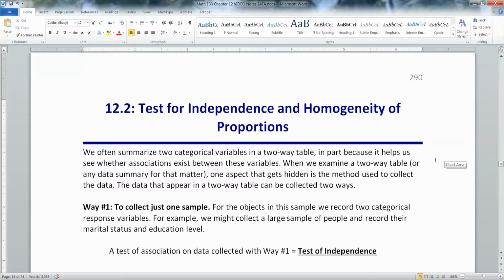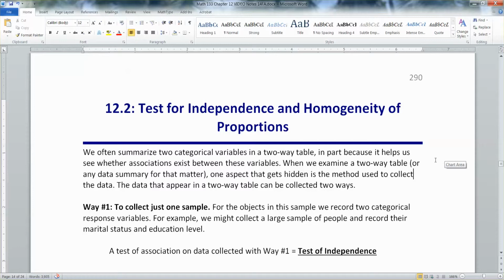Well, actually, you can run one of two tests on them, either a test for independence or a test for homogeneity of proportions. So let's take a moment and figure out what the difference between those two types of tests is, and then we'll learn how to run them. So when we summarize categorical variables in a two-way table, like class and ethnicity, things like that, we do that because it helps us see whether there are associations that exist between the variables.